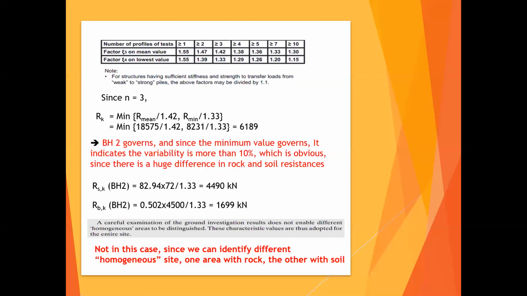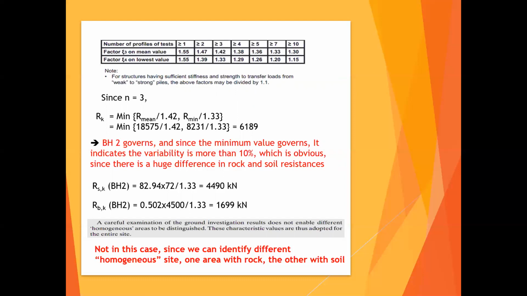Take note of the code. The code will say that a careful examination of the ground investigation does not enable different homogeneous areas to be distinguished. These characteristic values are those adopted for the whole site. In this case, we have 3 boreholes with 3 totally different conditions.